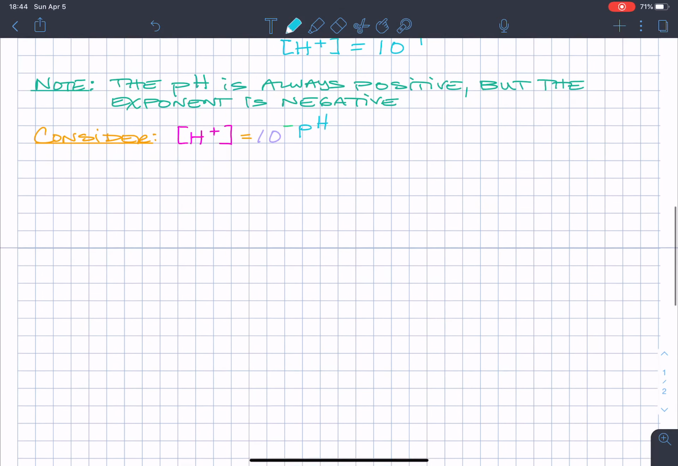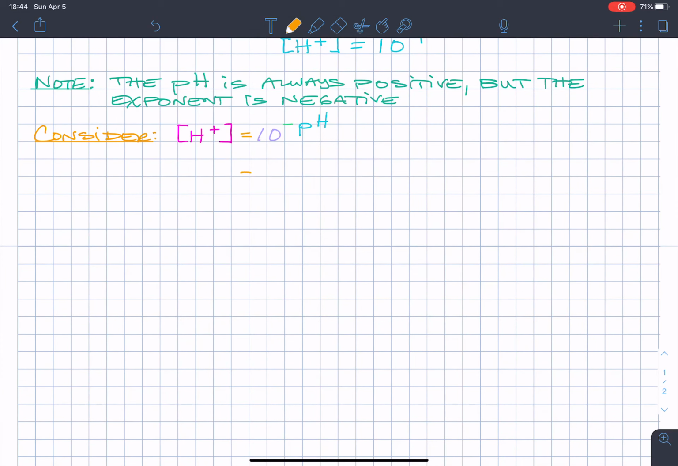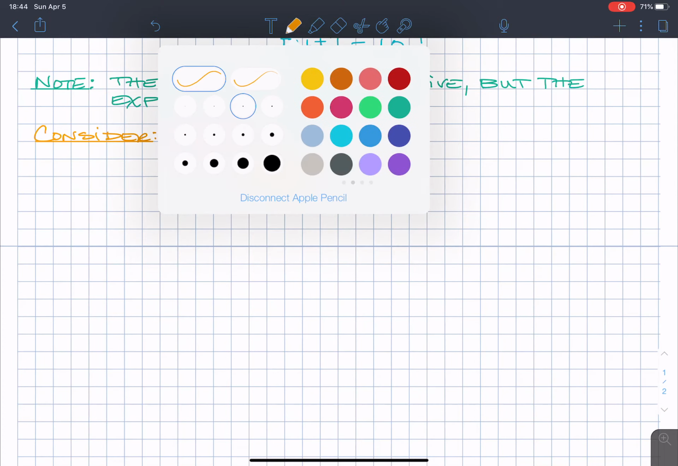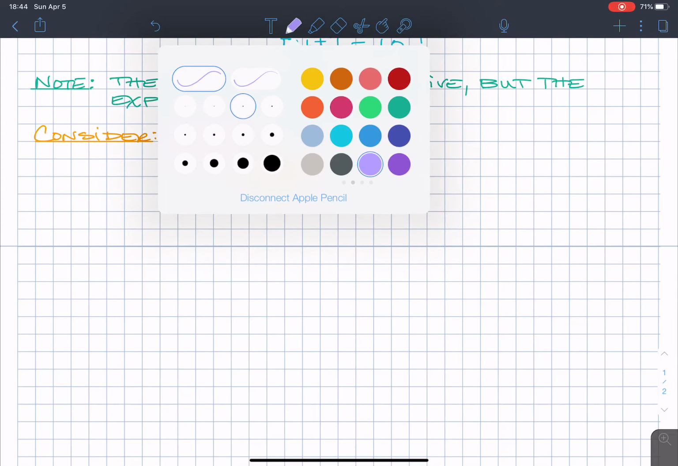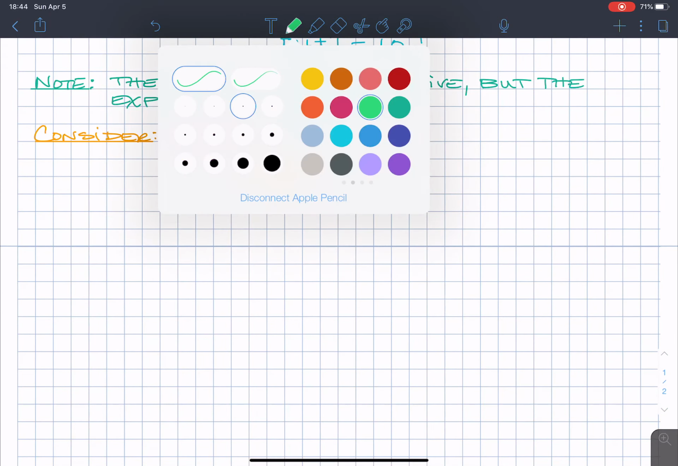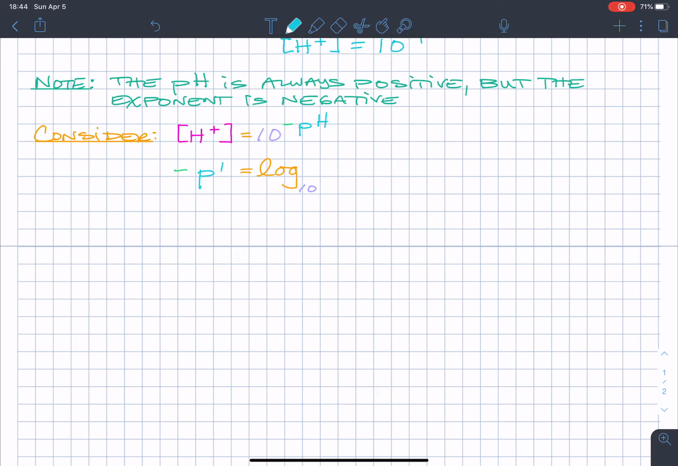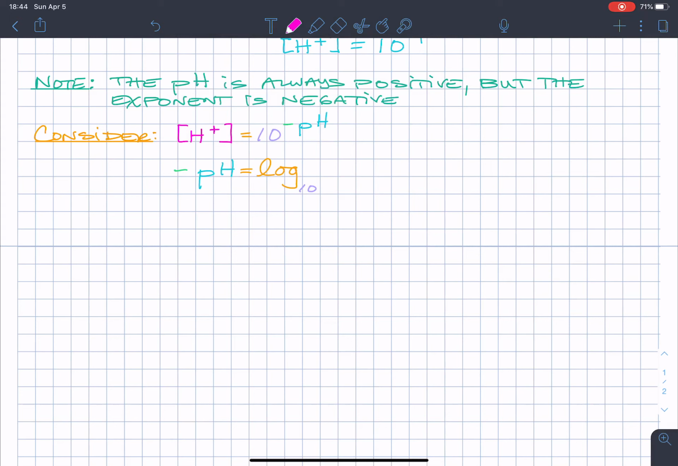Okay, so if I wanted to translate this into the logarithmic form, I would have log base 10, which is common logarithm. It would be raised to the negative pH, and the argument would be the hydrogen concentration, H plus.